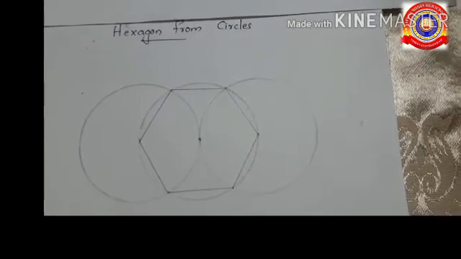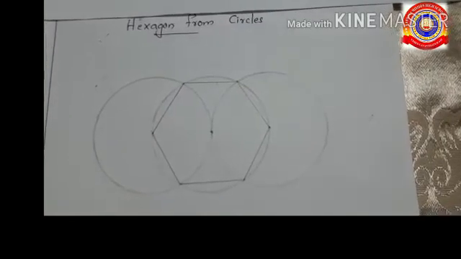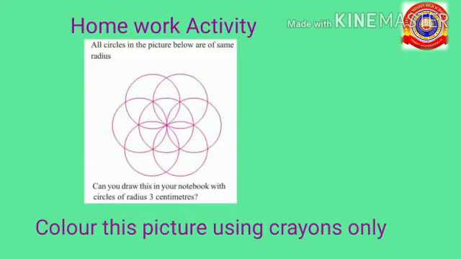Have you all understood this? There is a homework activity for you. All circles in the picture below are of the same radius. Can you draw this in your notebook with circles of radius 3 cm? Color this picture using crayons and make it a very beautiful Attapukkala.